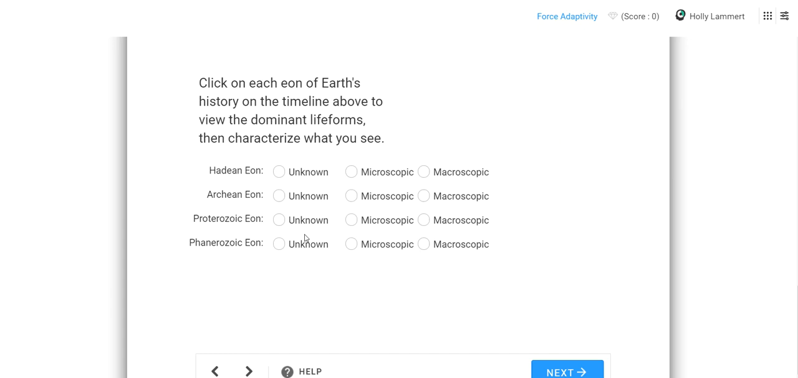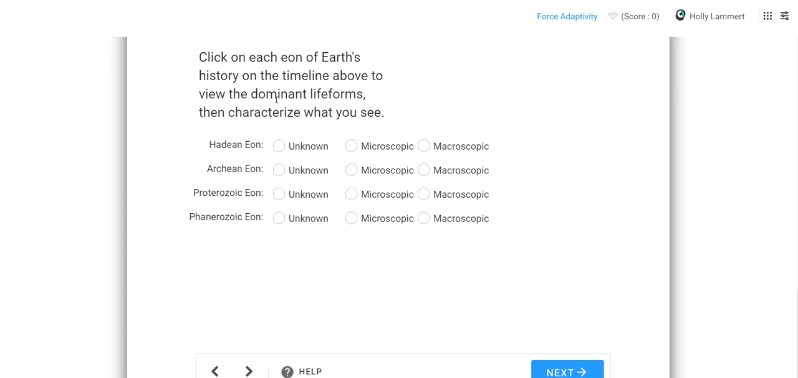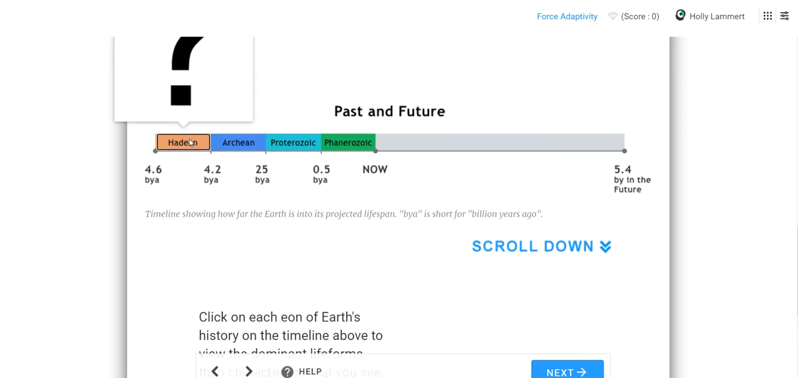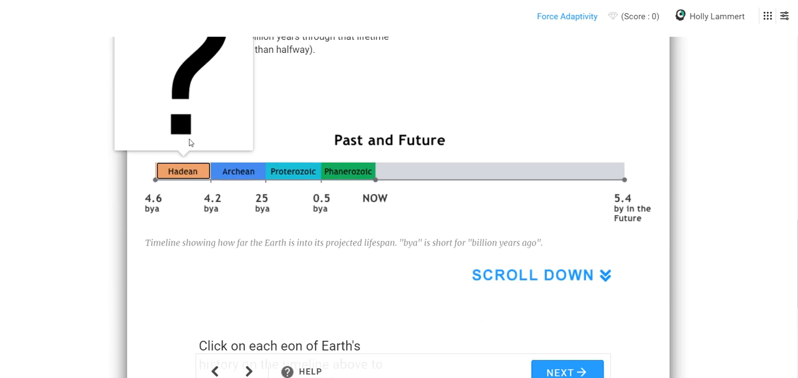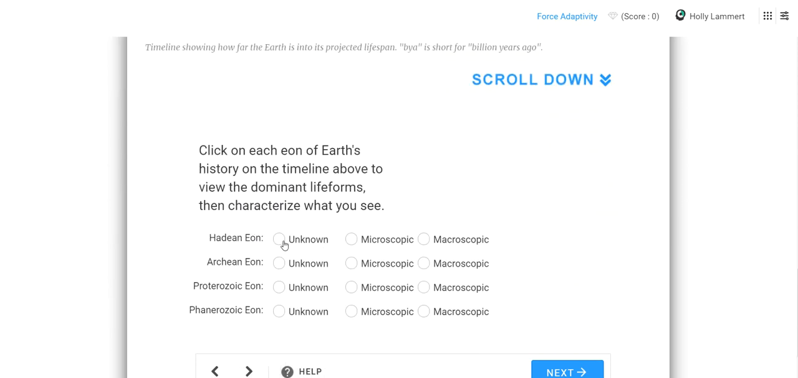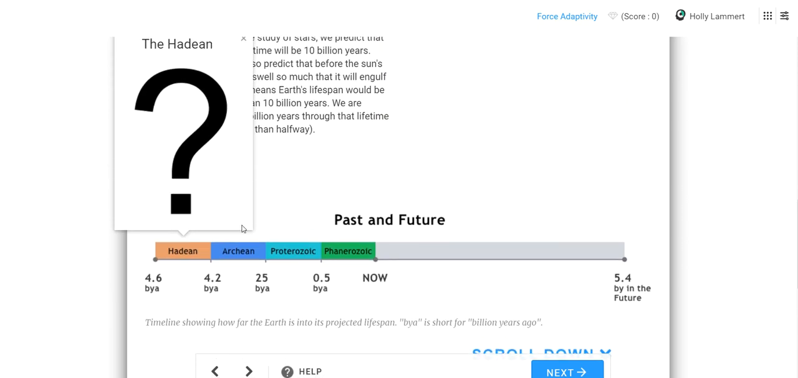Click on each eon of Earth's history on the timeline above to view the dominant life forms. Then characterize what you see. Okay, so we can click on each one of these. The Hadean, big question mark. What do we see? I guess that means unknown. We don't know what happened in the Hadean Eon. That was way back, the first formation of the Earth.